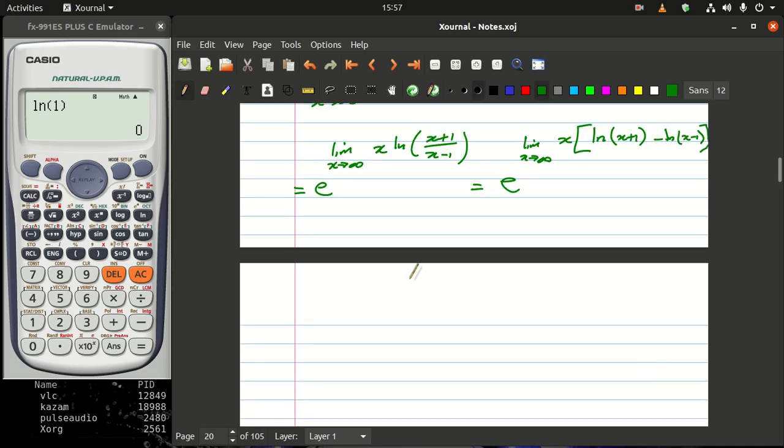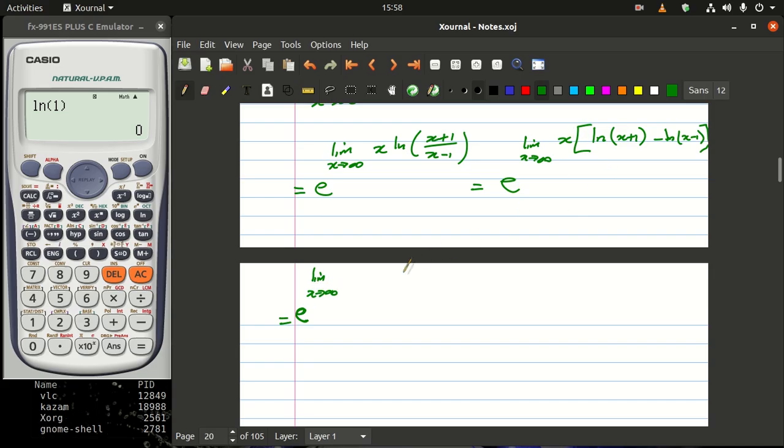Now that we have this here, we can see that when I'm taking a limit of two functions, I can just multiply this and that and then take the limits separately. It's still going to be fine, I suppose. So what I'm going to do here is this. This is the same as e raised to the limit as x approaches infinity.